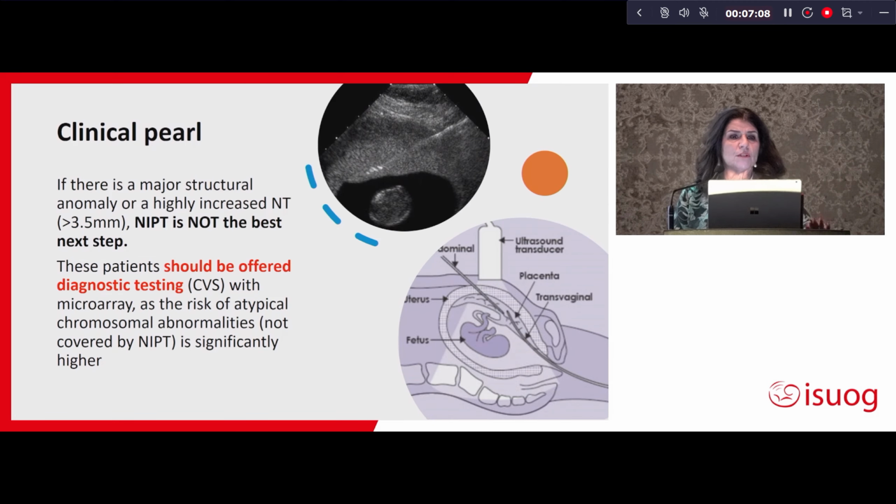So the clinical pearl I want people to take away with today, because I see a lot of bad practice where I work, is that when patients come to me, they have an NT scan, the NT is more than 3.5, and the next thing the doctor does is a NIPT and delays their referral for a proper invasive test. And the NIPT is not the right test to do in these circumstances, because you cannot with NIPT detect copy number variants or single gene disorders.